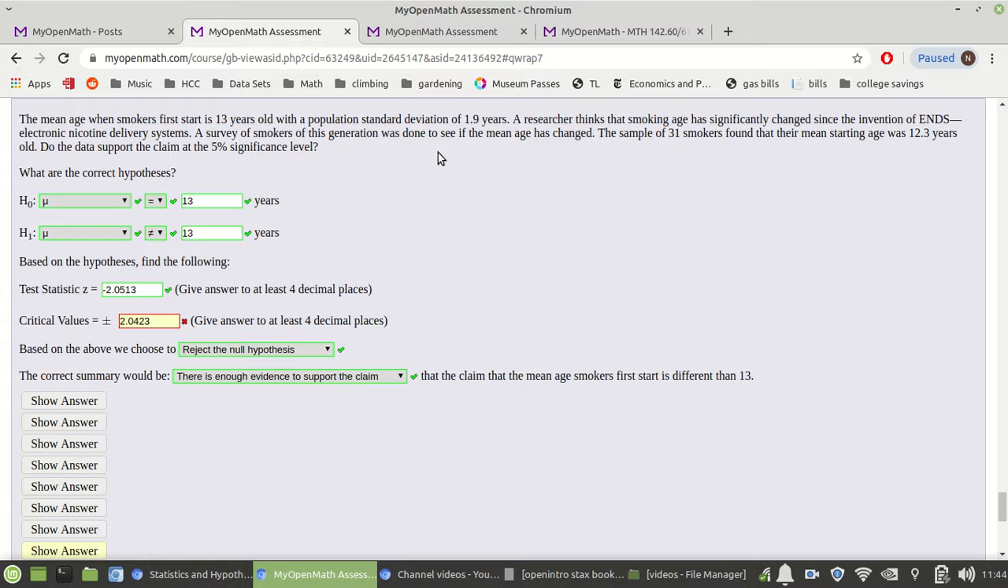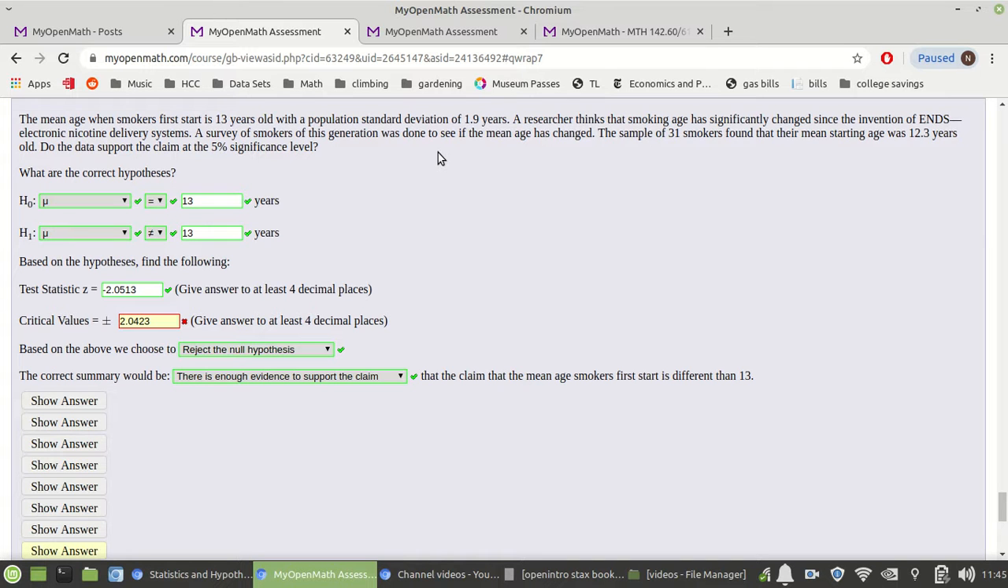A sample of 31 smokers found their mean age was 12.3 years old. Do the data support the claim at the 5% level? So this problem is tricky because the problem actually wants us to use a normal distribution, although we have been told to do the student t distribution, and it's hard to know which one to do in a given situation.